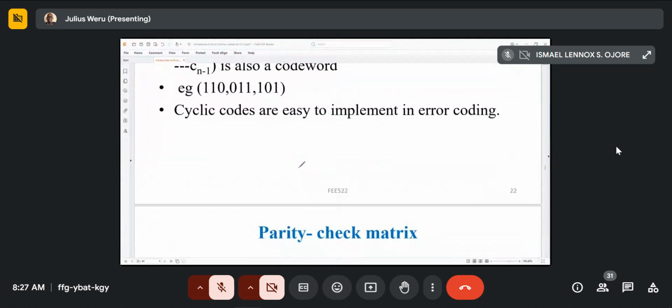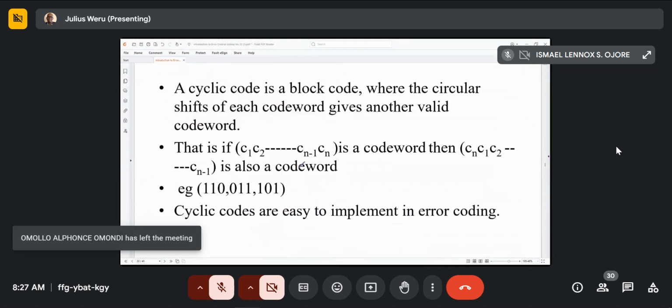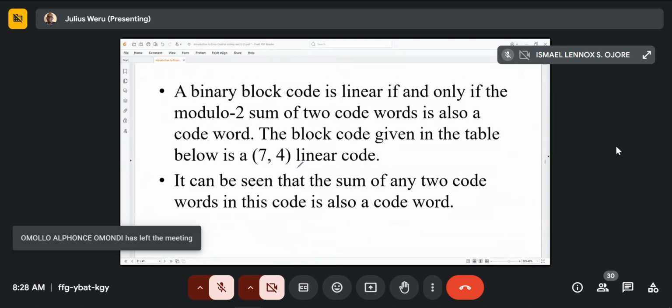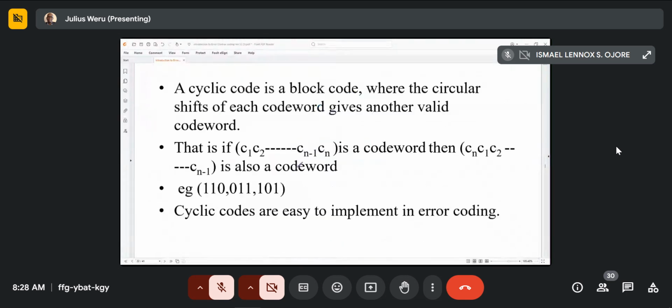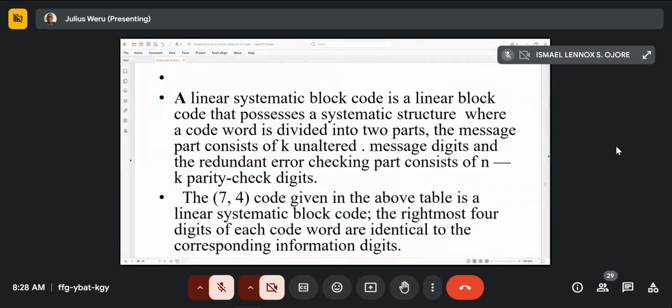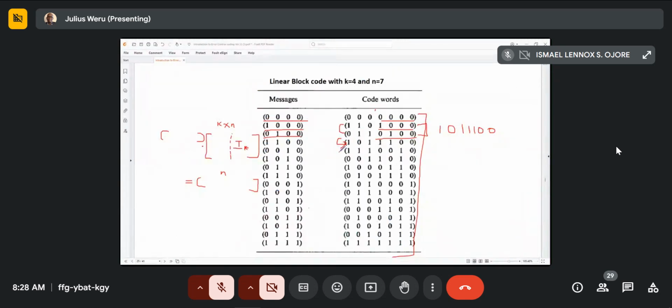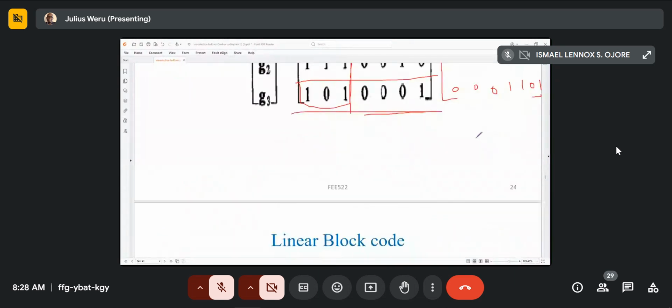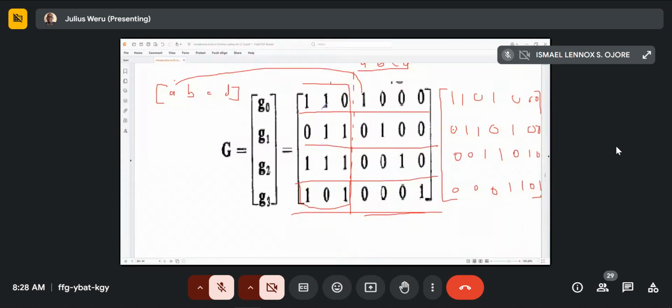So that's how you create your codes, or your code words. And I've mentioned cyclic here. A cyclic code is a block code where circular shifts of each code word give another valid code word. And that's what I was trying to show you. I wanted to check whether that will be cyclic, because this is not produced by a cyclic code.